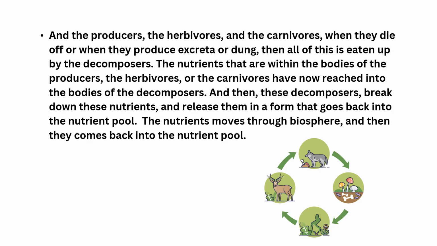The producers, the herbivores and the carnivores, when they die off or when they produce excreta or dung, then all of this is eaten up by decomposers. The nutrients that are within the bodies of producers, the herbivores or the carnivores, have now reached into the bodies of decomposers, and then these decomposers break down these nutrients and release them in a form that goes back into the nutrient pool. The nutrients move through the biosphere and then come back into the nutrient pool.